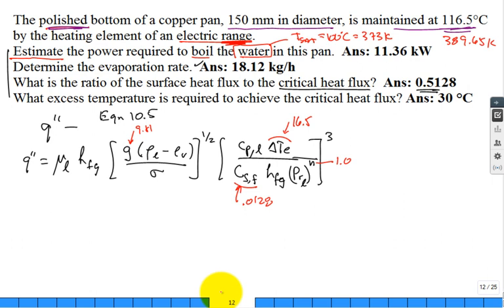I didn't grab it. But there's a line that says all properties are for the liquid except rho v. So this surface tension sigma, are you going to look up the surface tension of water vapor? It doesn't make sense. It's liquid water surface tension.